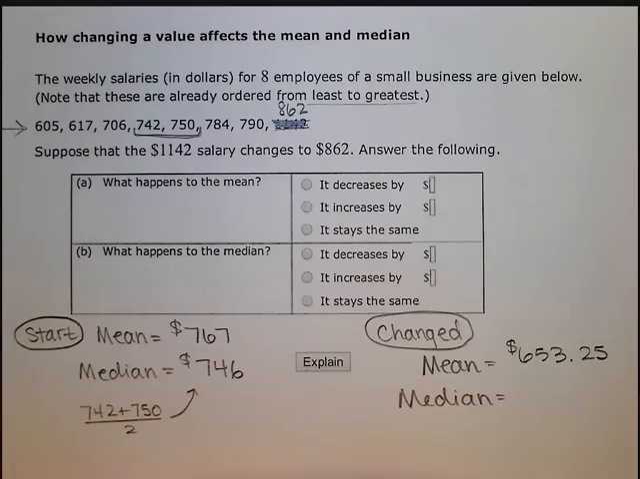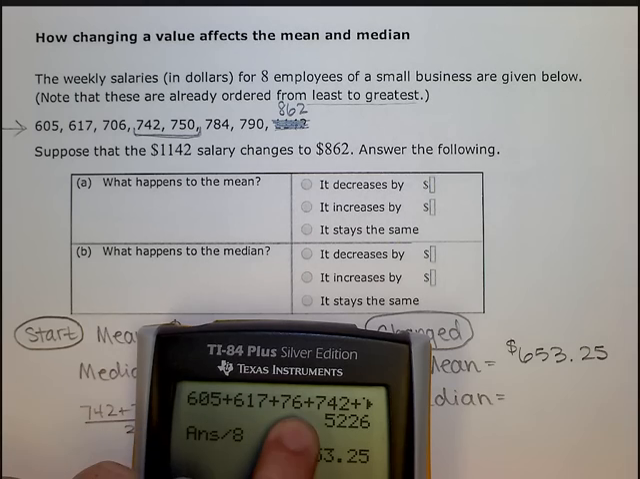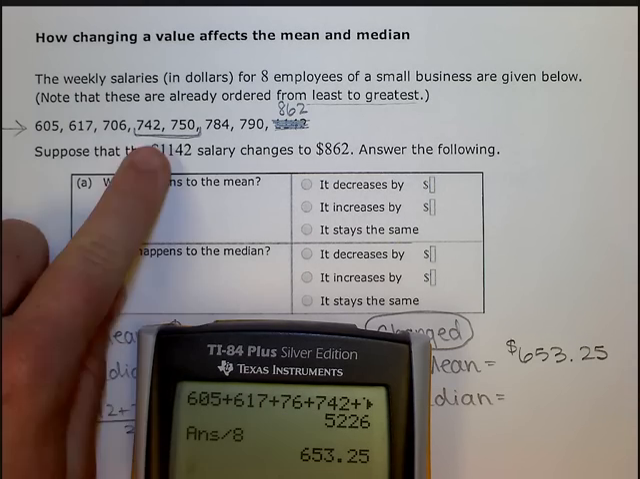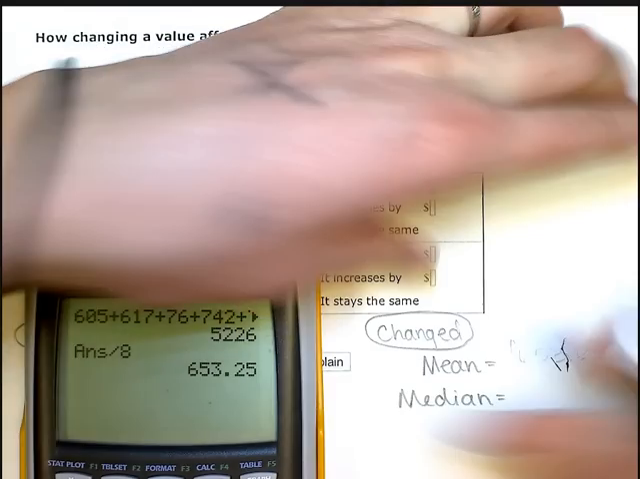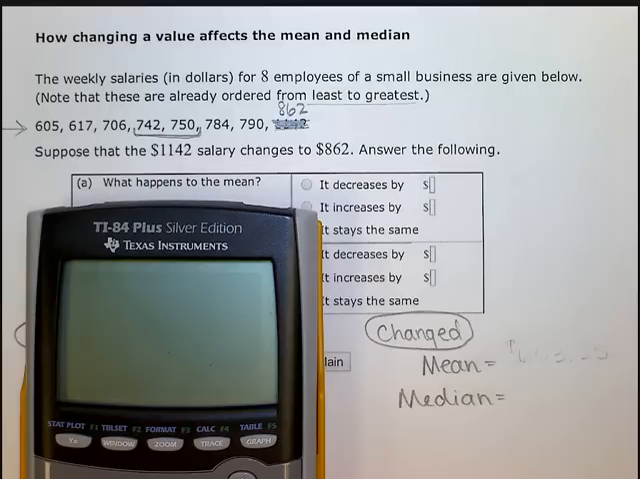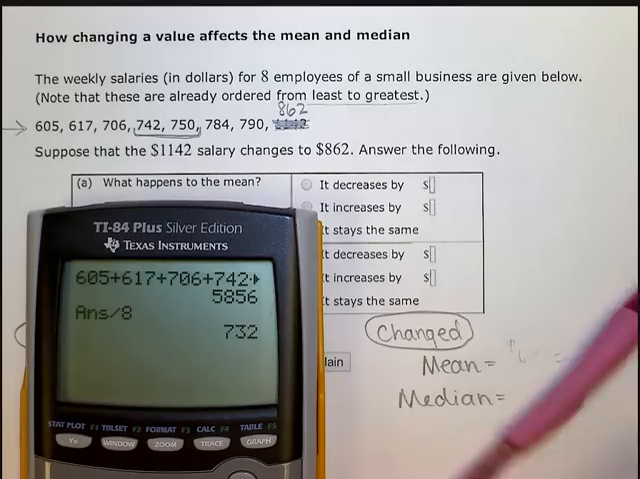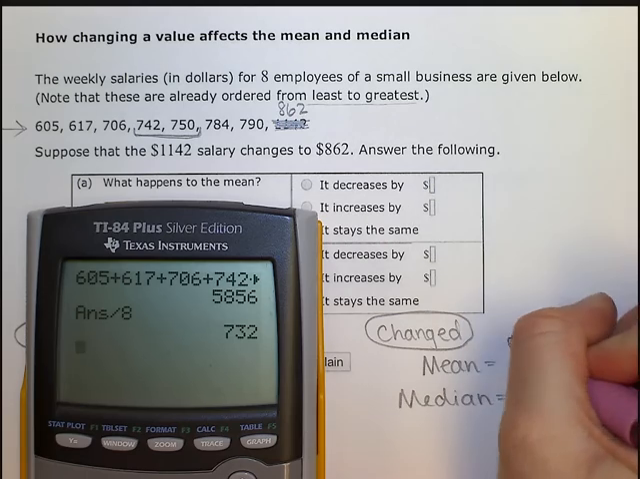All right, wait, I caught a mistake. I accidentally typed 76 instead of 706, so let me do that mean one more time. I knew that looked a little funny. Let's see what happens if I fix that. Make sure when you're working on your calculator, you're typing very carefully. There we go. That looks much better. So this is going to be $732.